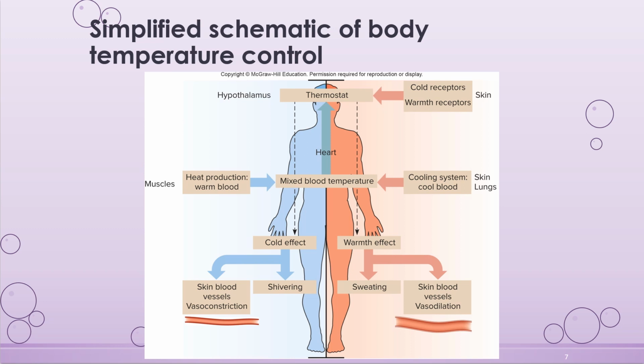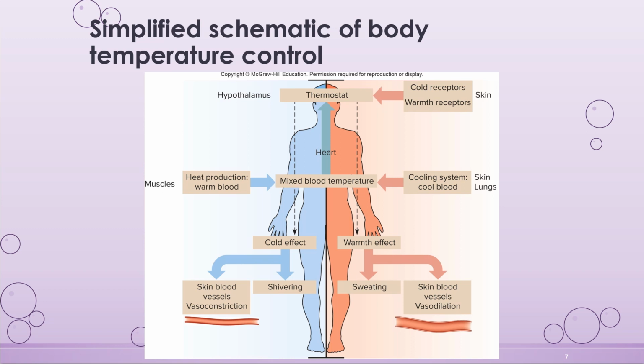If the body's temperature rises above the set point, then heat dissipating mechanisms are activated. So there's vasodilation, where blood vessels widen, allowing more heat to escape through the skin. Sweating, so the body releases sweat, which again evaporates and cools the skin. And then behavioral responses: seeking shade, removing layers of clothing, and drinking cold fluids.